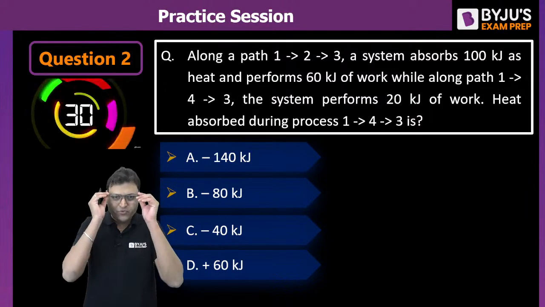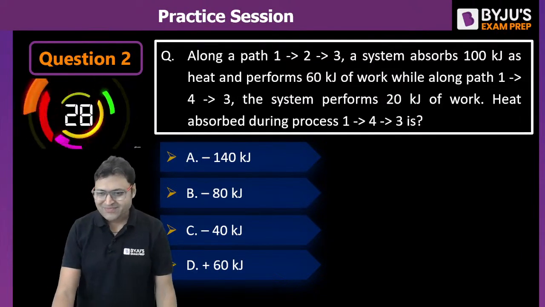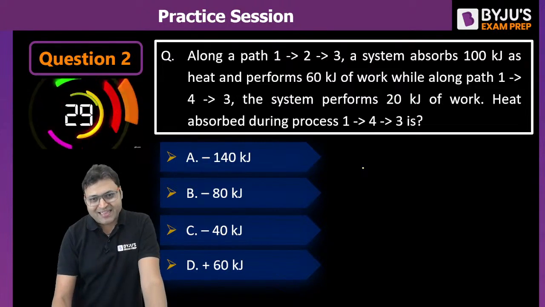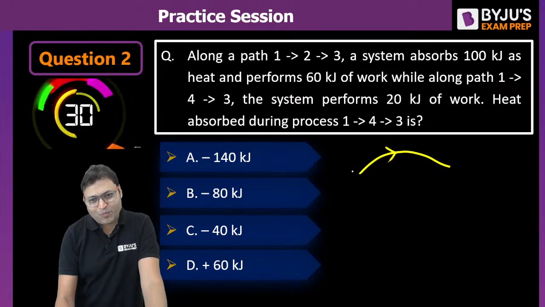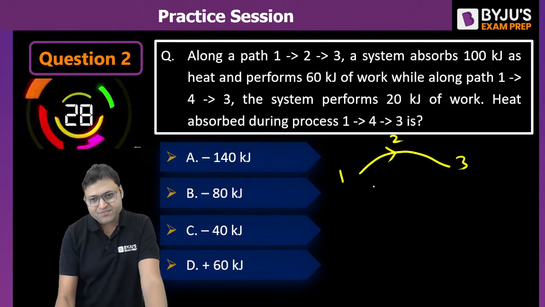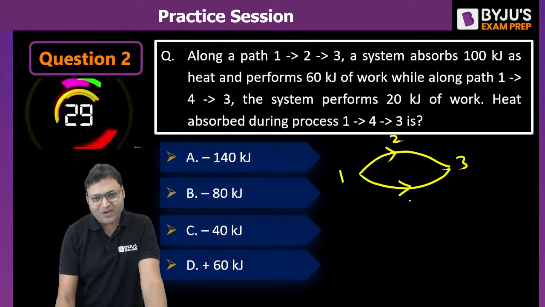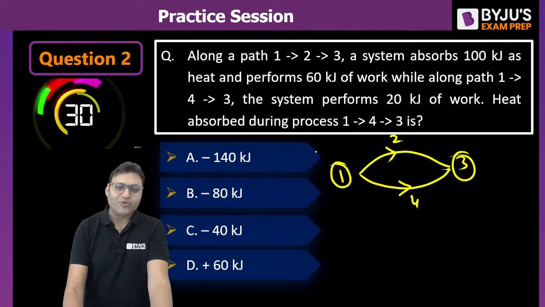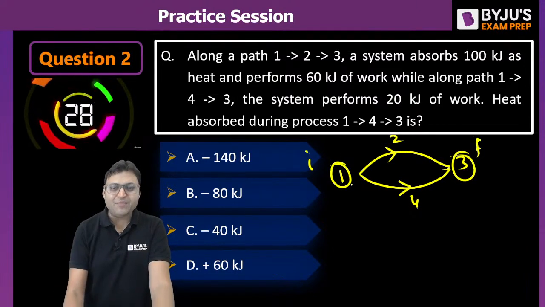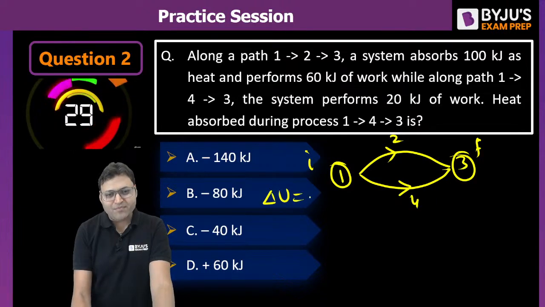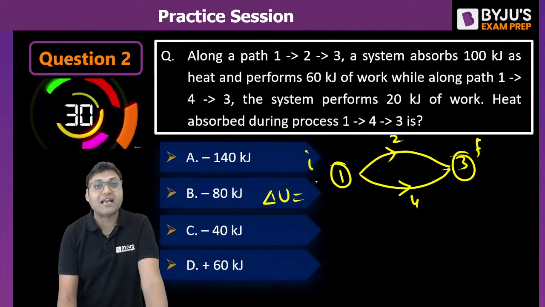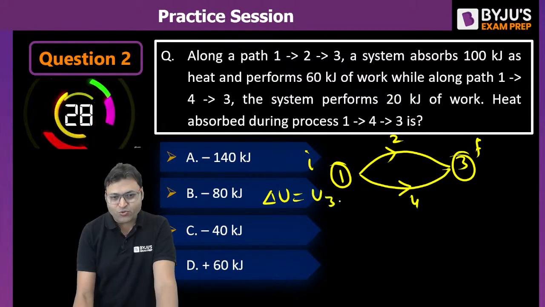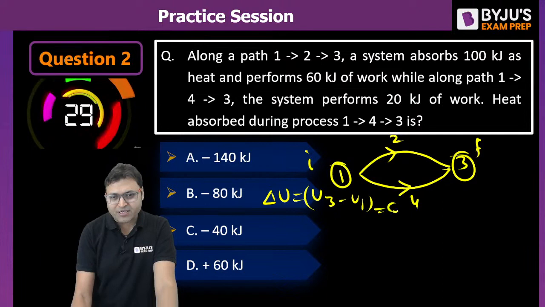Well done. So it is not a thermodynamic cycle. There are two processes, 1, 2, 3 and another process 1, 4, 3. So initial point is 1, final point is 3. So initial and final states are same. So do you agree delta U will be same? Delta U, change in internal energy, is a point function, state function. So it is U3 minus U1, that remains constant.